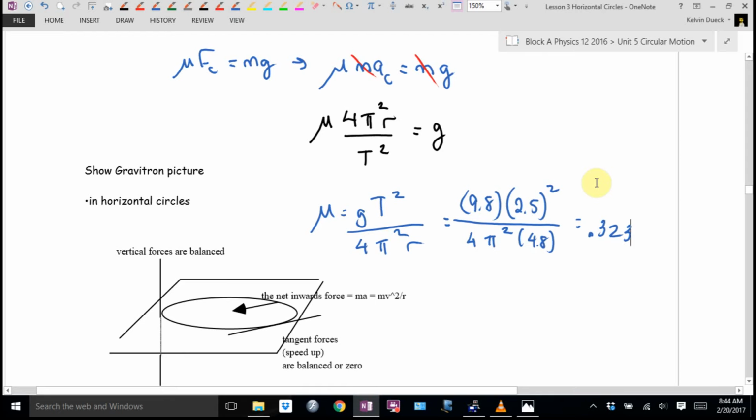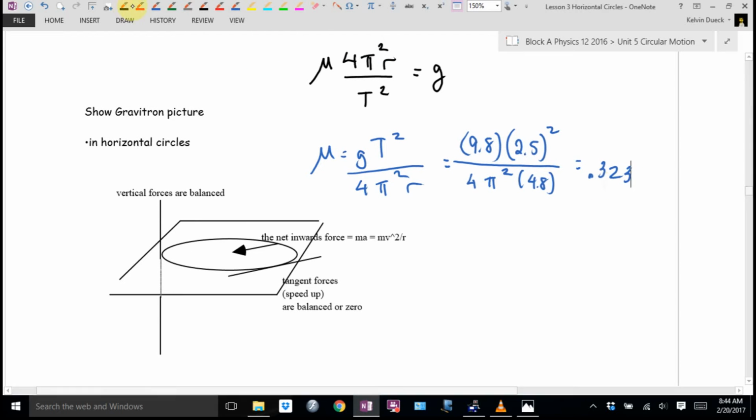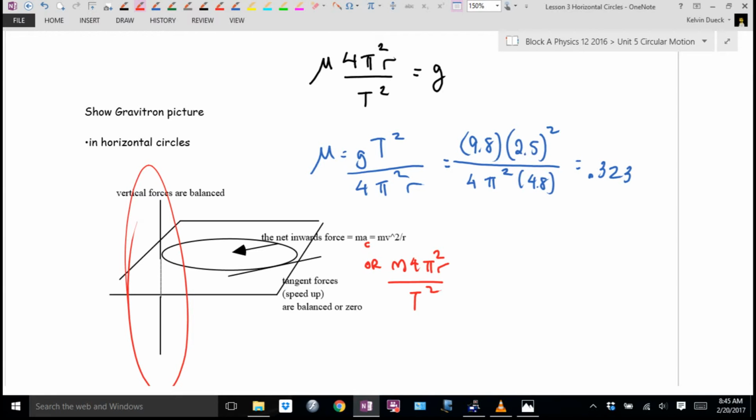So in horizontal circles, generally, our vertical forces are balanced. You're not sinking into the ground like quicksand or flying into the air like Superman. The net force inwards is always m a_c, which can be m v squared over r, or it can be m 4 pi squared r over T squared. Horizontally, we're not going to have you speeding up or slowing down. You're going to be going at a constant speed, so the tangent forces are going to be balanced.